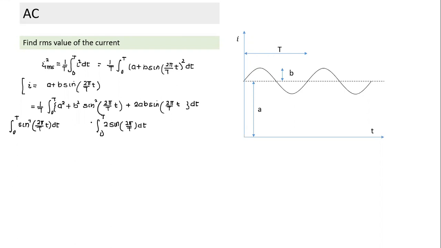This term equates to 2 sine. This term will equate to 0, as you know. So this term will become 0 when we integrate over time. This term will not be 0.